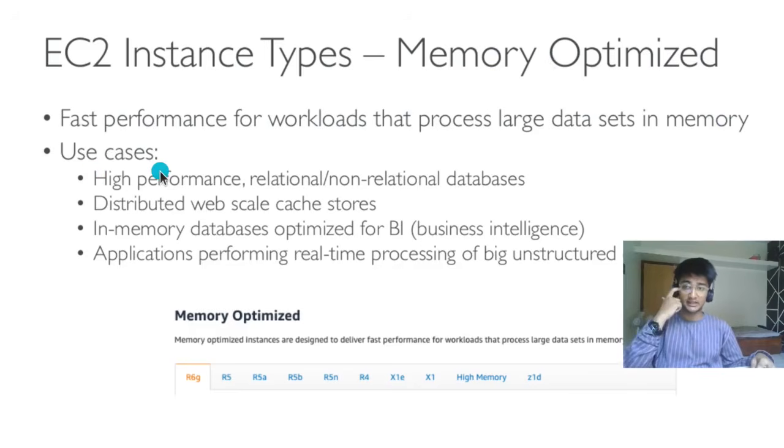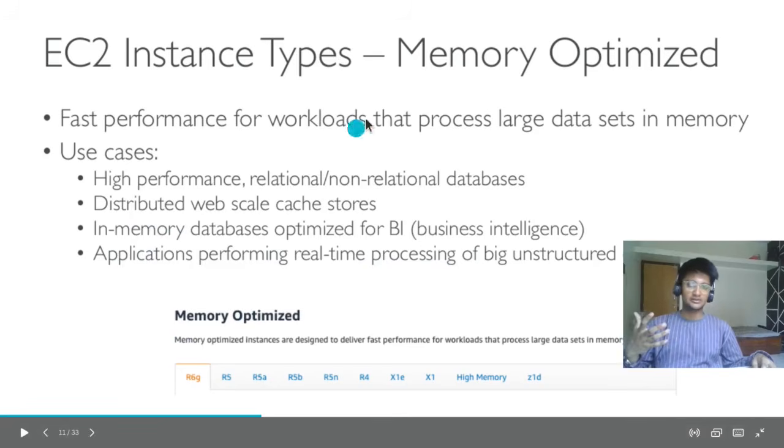And use cases are high performance relational and non-relational databases, web scale cache storage, and in-memory databases, applications performing real-time processing of big unstructured data. And R stands for RAM. So R, X and Z are going to be the memory optimized.